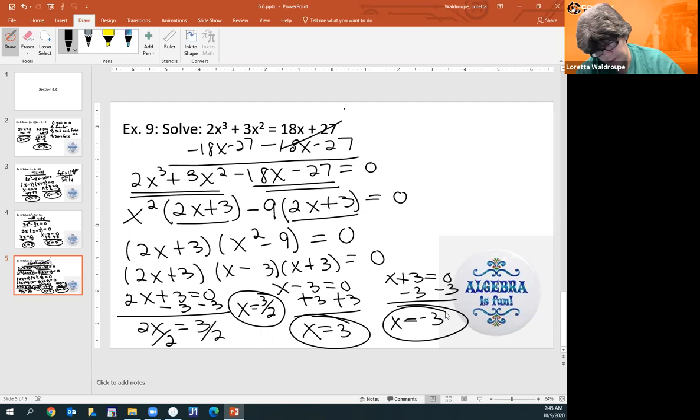So this one wasn't technically a quadratic equation because it wasn't just squared, but you can see we can still solve those. And that is your lecture for 6.6.